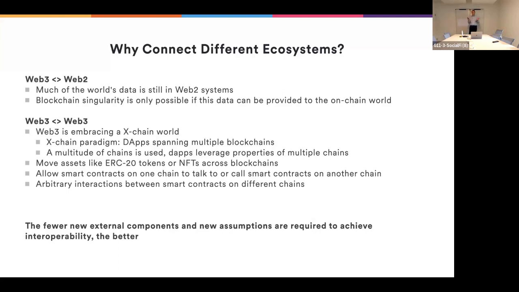And here the important thing for both kinds of integrations is that the fewer new external components and new assumptions we need, the better. That's what trustlessness is, and decentralization.